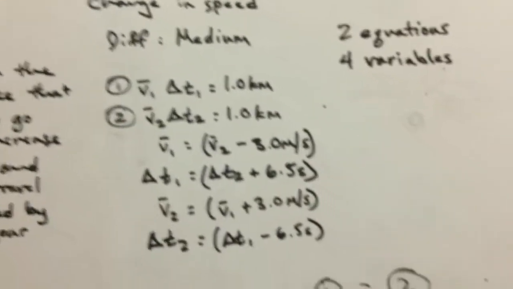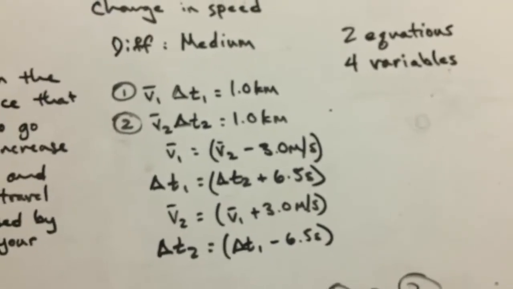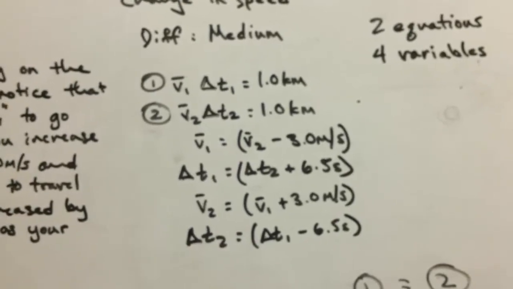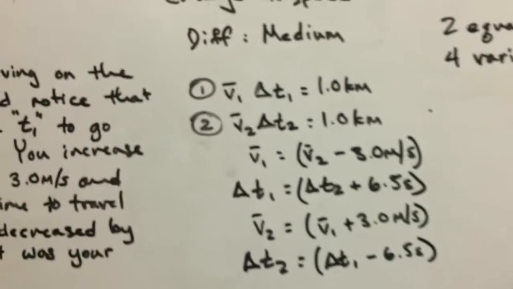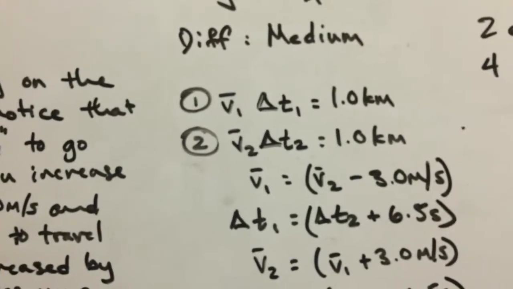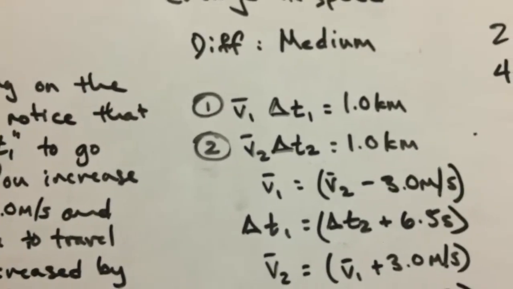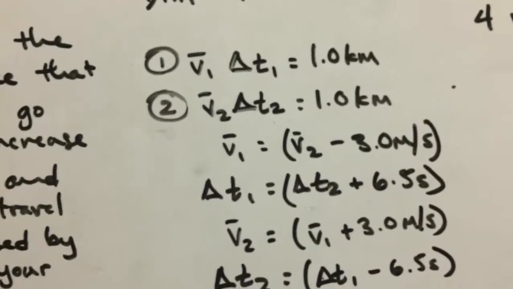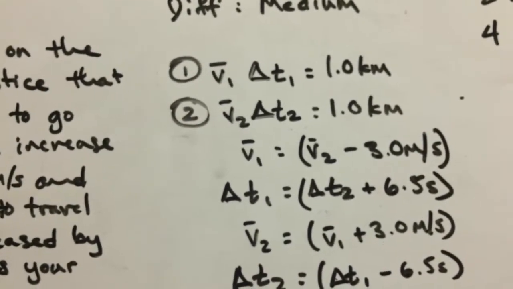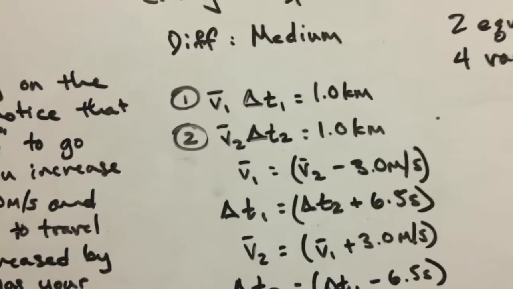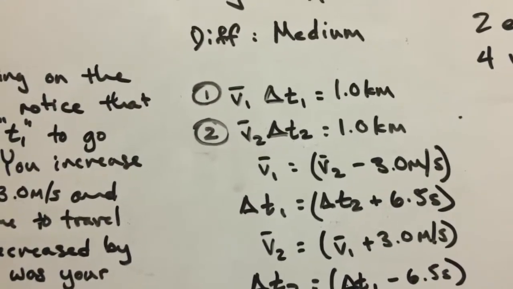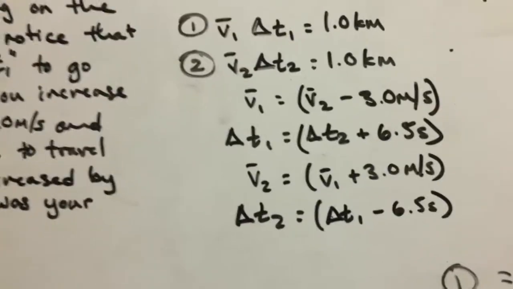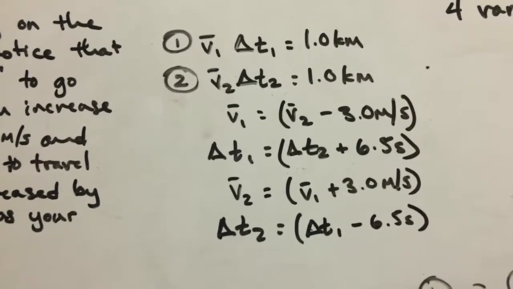So we're going to have two equations, 4 variables. As you can see, this is the way I write my equations. Yours may differ. Anyways, we have V1, which is your original speed, delta T1, which is the time it takes you to complete the first kilometer. Then we have V2, which is your speed after the increase, and delta T2, which is the time it takes for you to complete the second kilometer after your increase in speed. As you can see, the 4 variables are written.